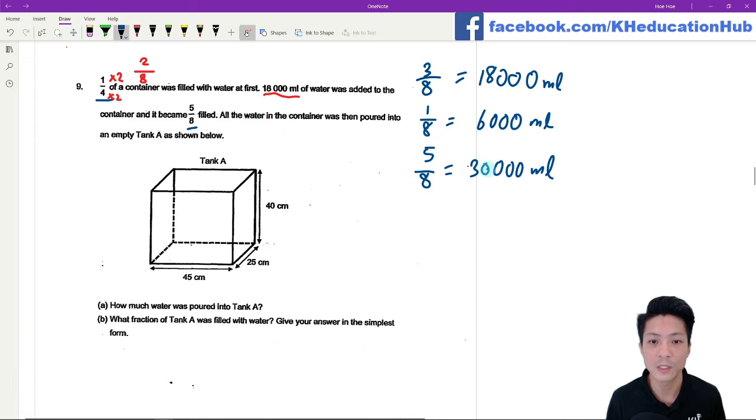So all this water from the container will be poured into the tank below, which means that this is the answer for part A, 30,000 ml. What fraction of tank A was filled with water? Give your answer in the simplest form.